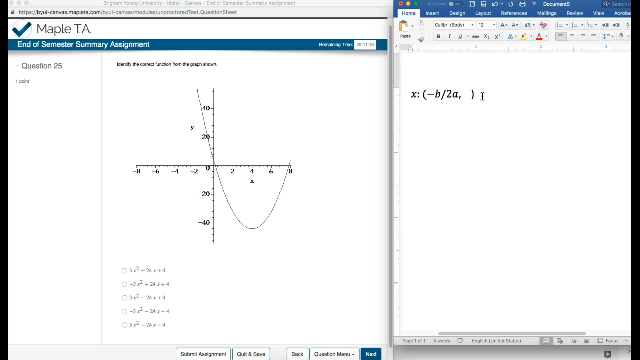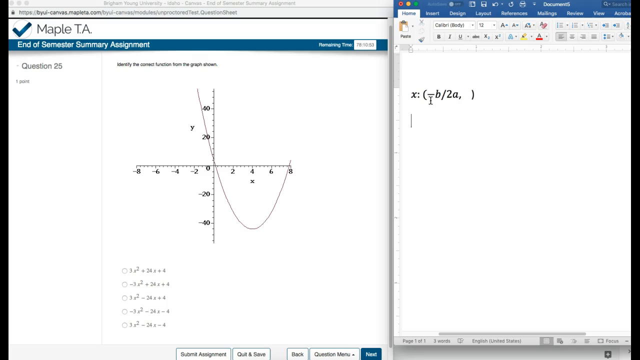1 would be just as easy. 1 squared is 1 times 3 is 3 plus 1 times 24 is 24. So 3 plus 24 is 27 plus 4 is 31. So if I put a 1, I get a 31. So 1 and positive 31 doesn't match, so I'm guessing it's going to be this one.